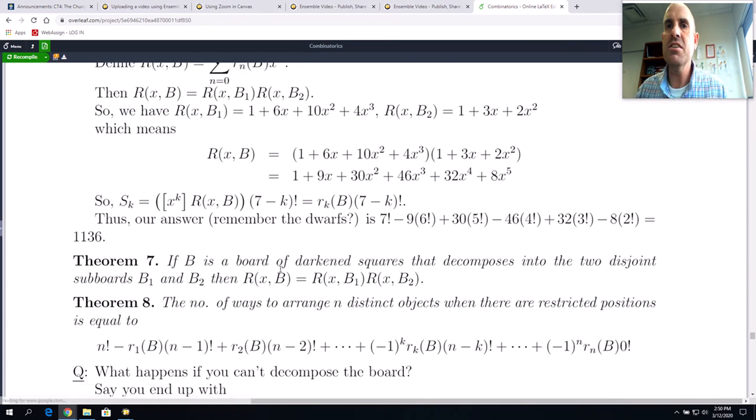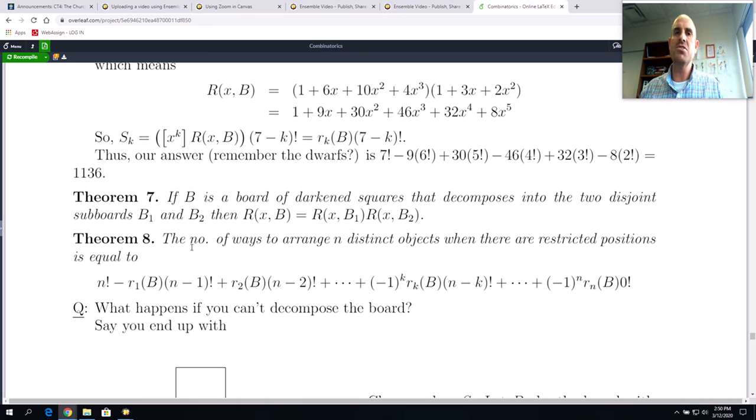So I just want to end this part of the lecture by looking at these couple of theorems, which we basically justified up here. This theorem says if B is a board of darkened squares that decomposes into two disjoint subboards, B1 and B2, then the Rook polynomial of x and B is equal to the product of the respective Rook polynomials for B1 and B2. And by the way, you might have even more board decompositions. There might be like five that are disjoint, and you would just have the product of those five. Okay? This is amazing stuff.